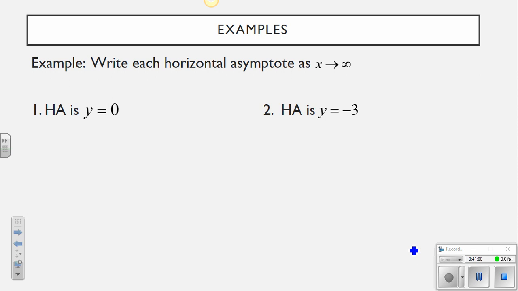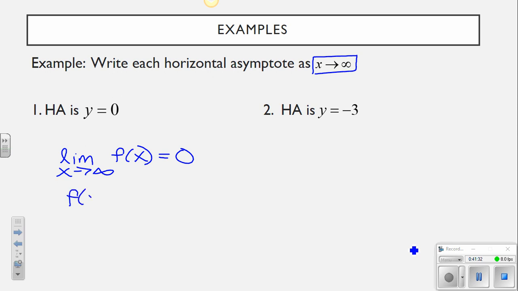So what is going to be the limit representation of number 1? So I know that the horizontal asymptote is y equals 0. I know that x is approaching infinity, correct? So then I know that my limit as x approaches infinity of f of x will equal what? 0. I don't know what the function looks like. The only thing I know is that the function as x approaches infinity is going to be 0.